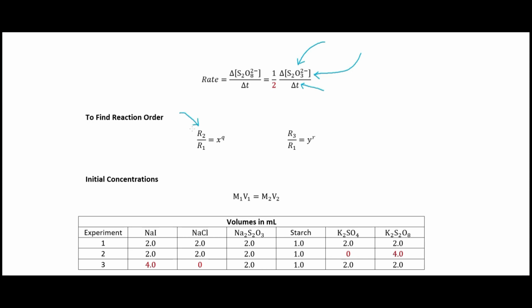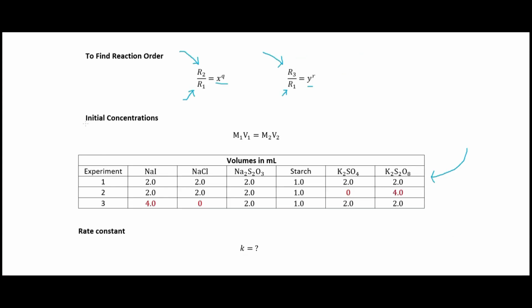Then we will find the reaction order, and so that's looking at the rates. So we have our rate for 2 and 1 here. We have a rate for reaction 3 and reaction 1 here. And so remember that these are the 3 reactions we have going on down here. So we divide those, and then we can solve for the x and y here, and that will tell us what the Q and R will be.